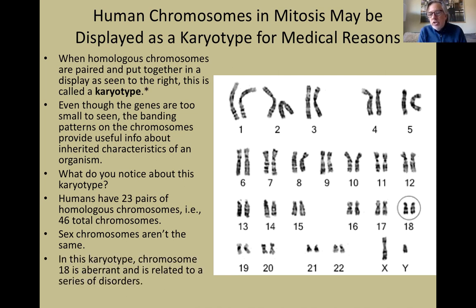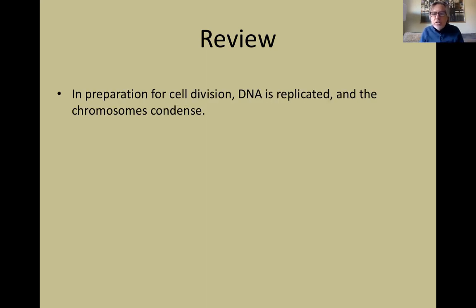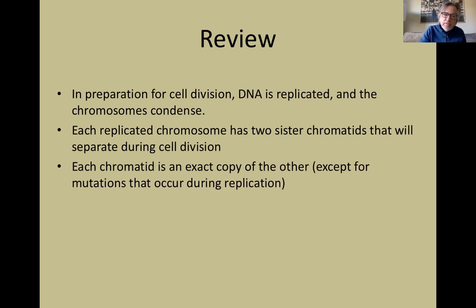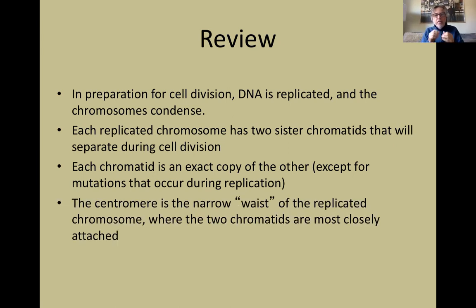And the other thing that a trained geneticist could see is that chromosome 18 is aberrant and is related to a series of disorders. Now, you and I can't tell that because we're not trained to recognize these chromosomes, but a trained geneticist could. So, to review what we've learned about chromosome structure, in preparation for cell division, DNA is replicated and the chromosomes condense. Each replicated chromosome has 2 sister chromatids that will separate during cell division. Each chromatid is an exact copy of the other, except for mutations, of course. And the centromere is the narrow waist of the replicated chromosome where the 2 chromatids are most closely attached to each other.